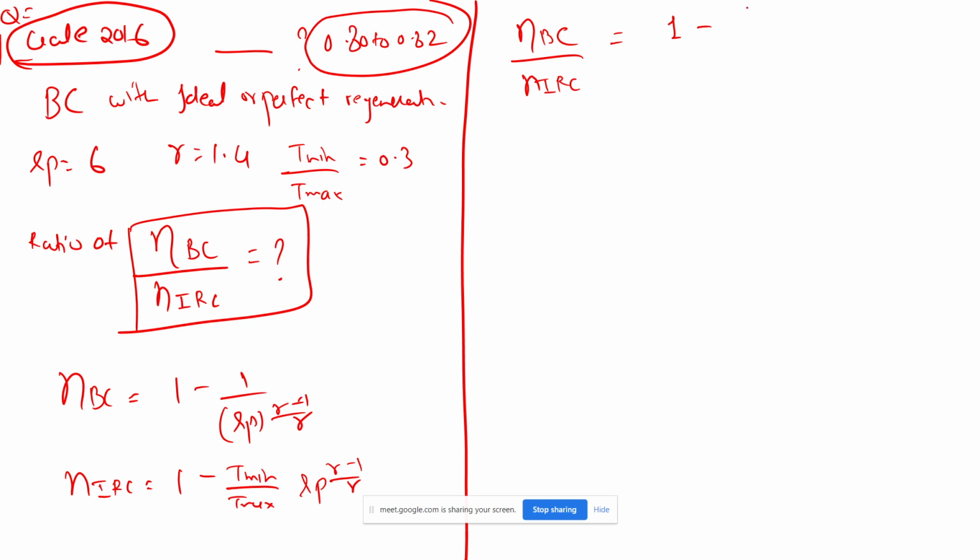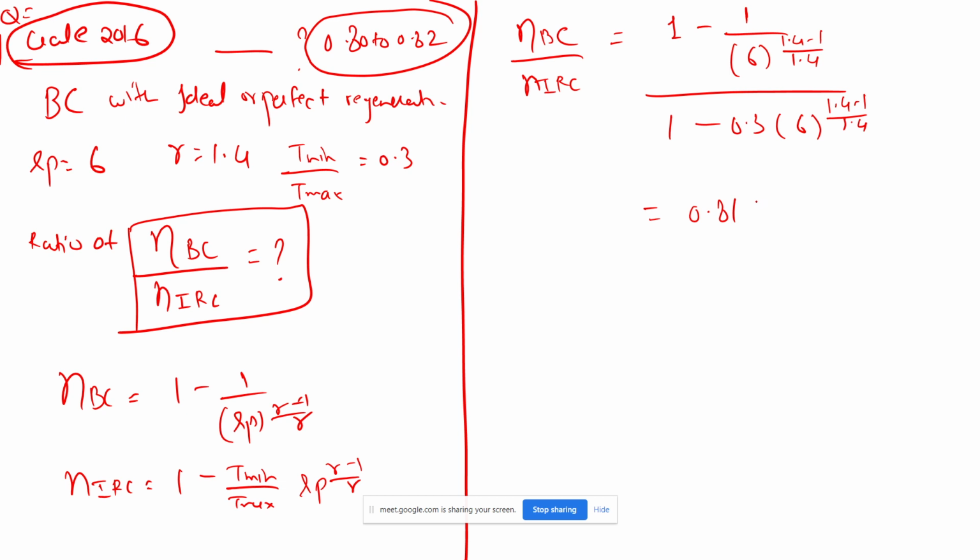So we'll try to solve this. They have given pressure ratio 6. So it is 1 minus 1 upon 6 to the power (1.4 minus 1) by 1.4, divided by 1 minus the ratio T minimum upon T maximum, 0.3, into 6 to the power (1.4 minus 1) by 1.4. Just put the values and you will get the answer. It is 0.814 actually. Please calculate and give.